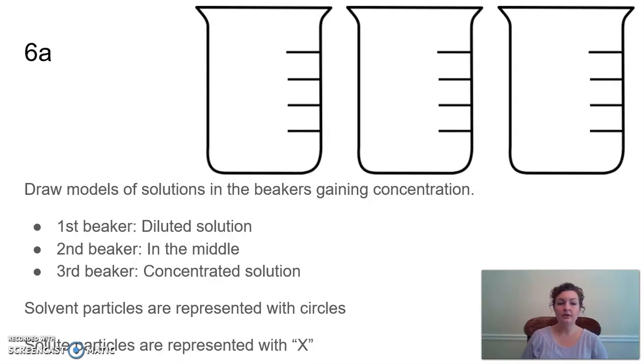Next one, draw models of the solution in the beakers gaining concentration. So you have 3 beakers. The first beaker needs to be diluted, the second one needs to be gaining concentration, and the third one needs to be the most concentrated out of all of them. It says on your paper you can do the solvent particles represented with circles and the solute represented with an X. If you have colors at home, feel free to use colors instead, okay?